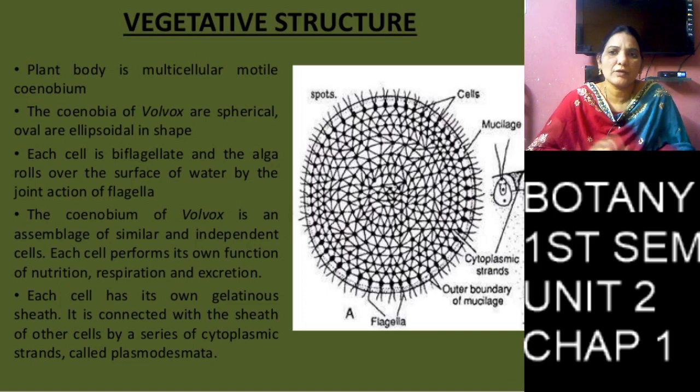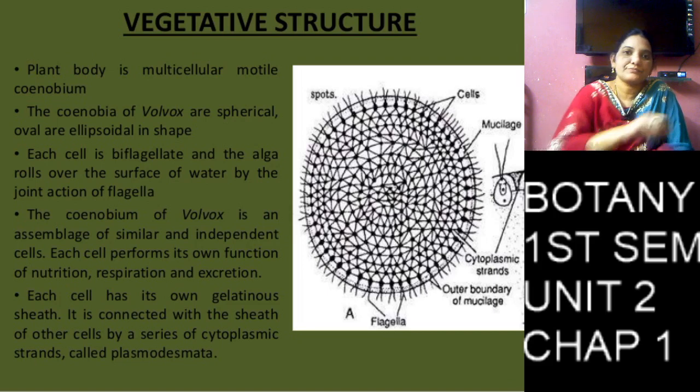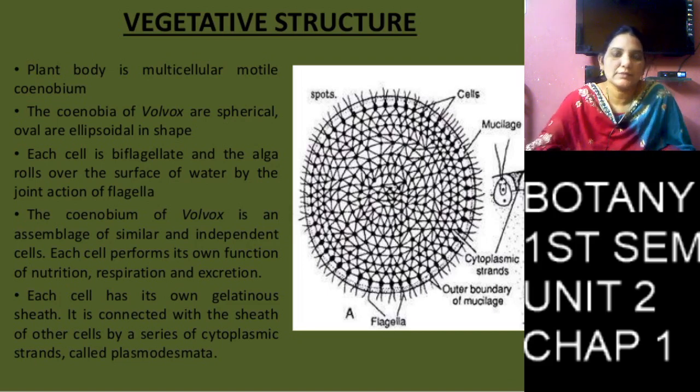The group of cells are similar in size, shape and structure, and a fixed number of cells are present in the colonial form. This type of algae is called Cenobium. So Volvox belongs to Cenobium.